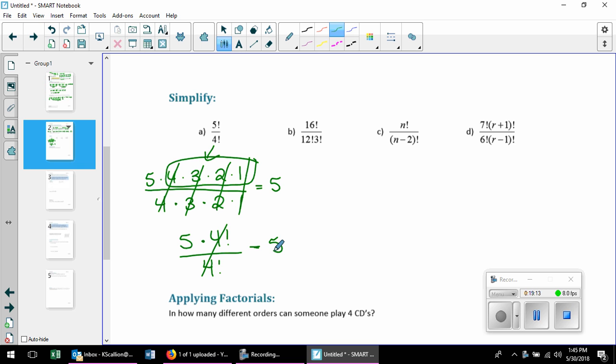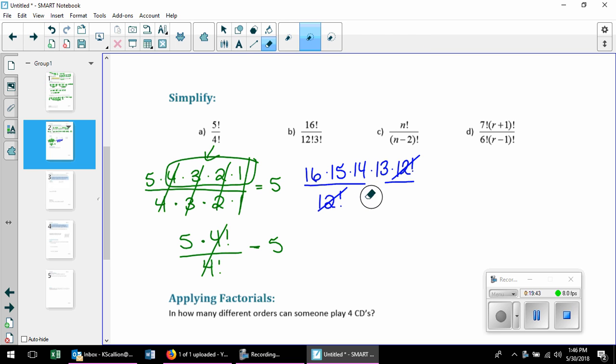So what would I do here? Where would I expand my 16 to? To 12, because I want to get rid of that. So 16 times 15 times 14 times 13, and 12 factorial will stop there. Why? So I can cancel it out. So that 12 factorial cancels out that. I'm going to expand my 3 factorial to 3 times 2 times 1.